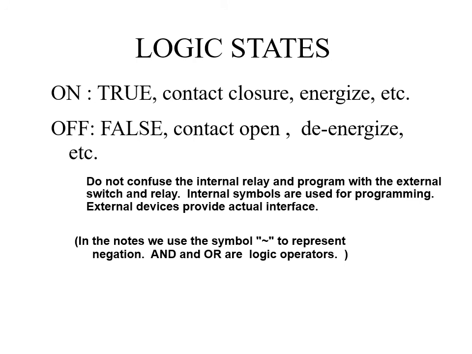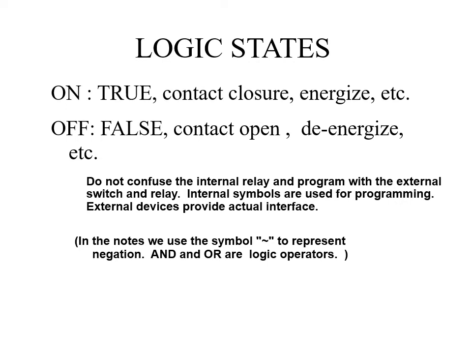And then for the logic states, for example, the switches can either be on or off. Other words for on can be true, contact closure, energize, close, etc. Off, also known as false, contact open, de-energize, or simply open. Now do not confuse the internal relay and program with the external switch and relays. Internal symbols are used for programming. External devices provide the actual interface.